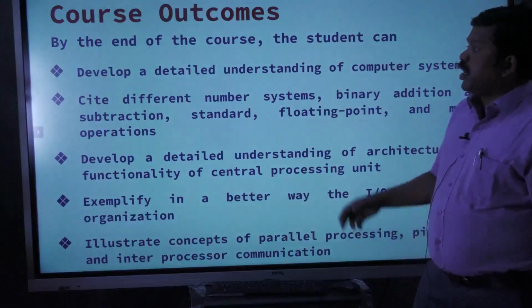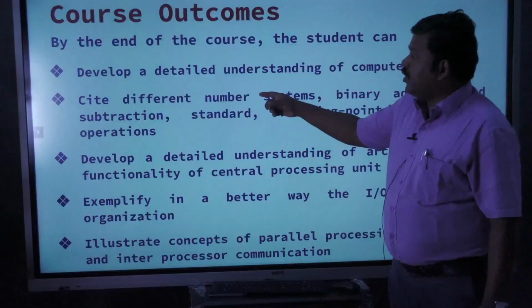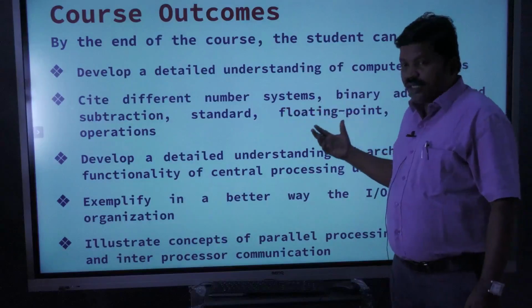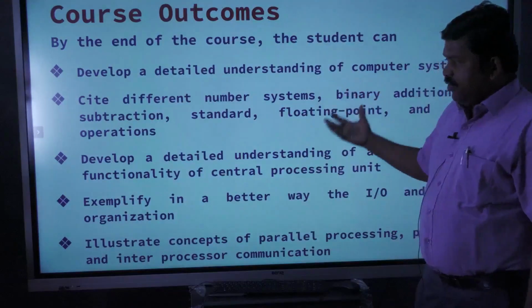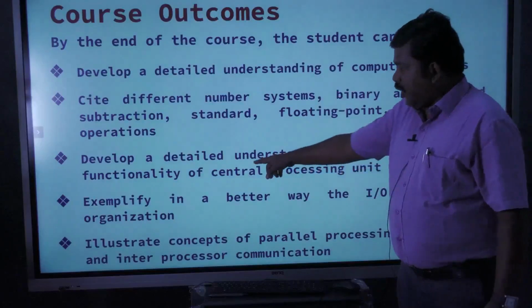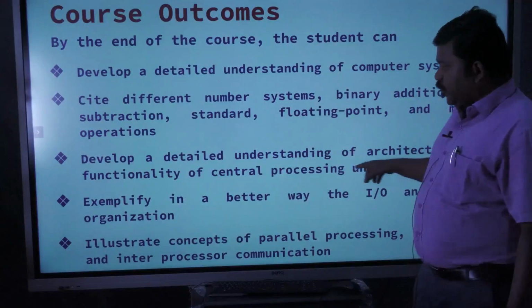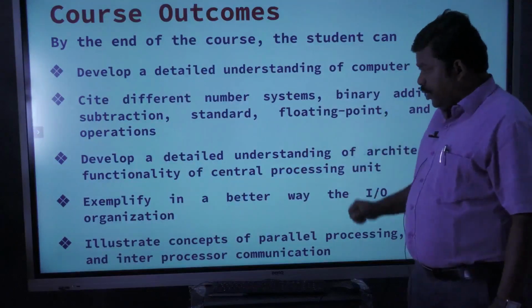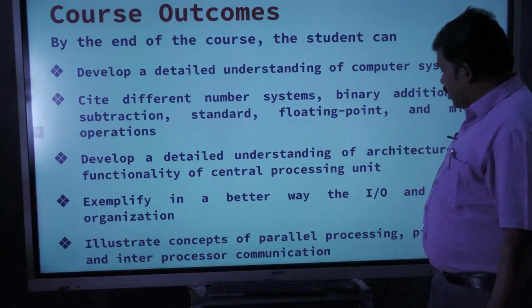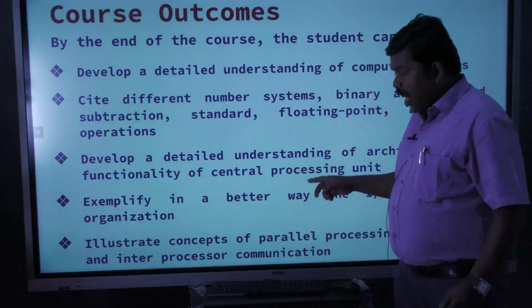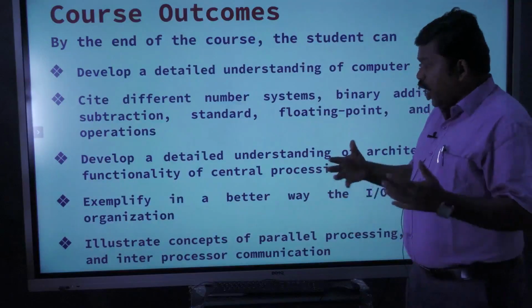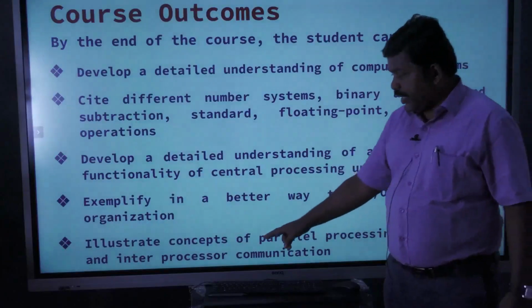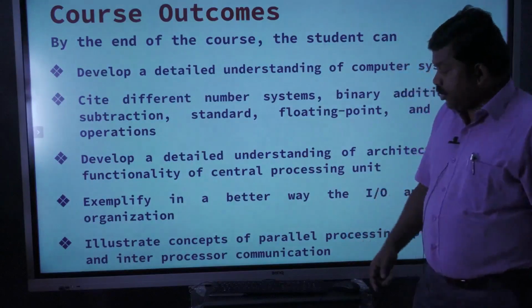After learning this course, what outcome will you get? You will be able to develop a detailed understanding of the computer system. Also, you will know various number systems and various arithmetic operations, which are the base for computer organization. And you can also develop a detailed understanding of various architectures and each architecture's functionality, along with the central processing unit. Also you can explain how input output organization and memory architectures are organized and how they communicate with each other. Also illustrate the concepts of parallel processing and pipelining, and how IPC, inter-process communication, will be carried out.